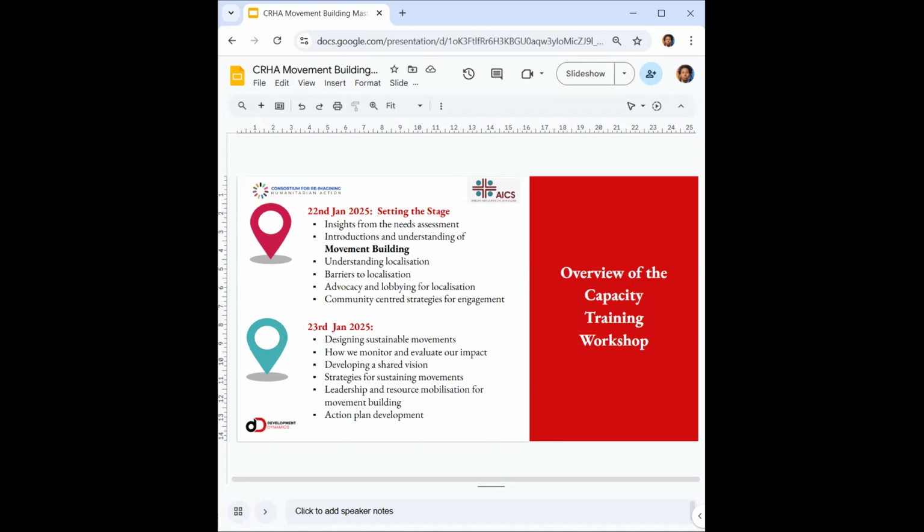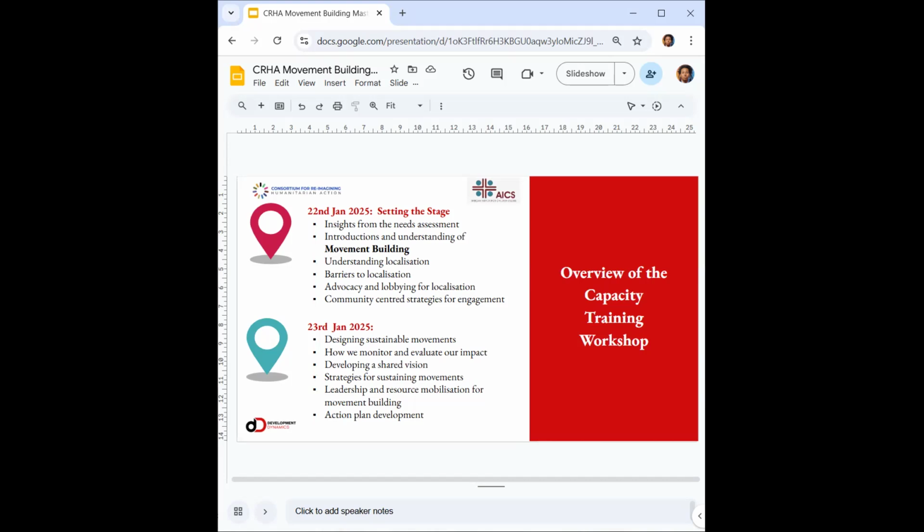And here's where again we'll be looking at what movement building actually means. How do we understand localization? What are the different barriers that present themselves around localization? And how do we begin doing advocacy and lobbying for localization? And as we're doing advocacy and lobbying, how do we ensure that they're community-centered?